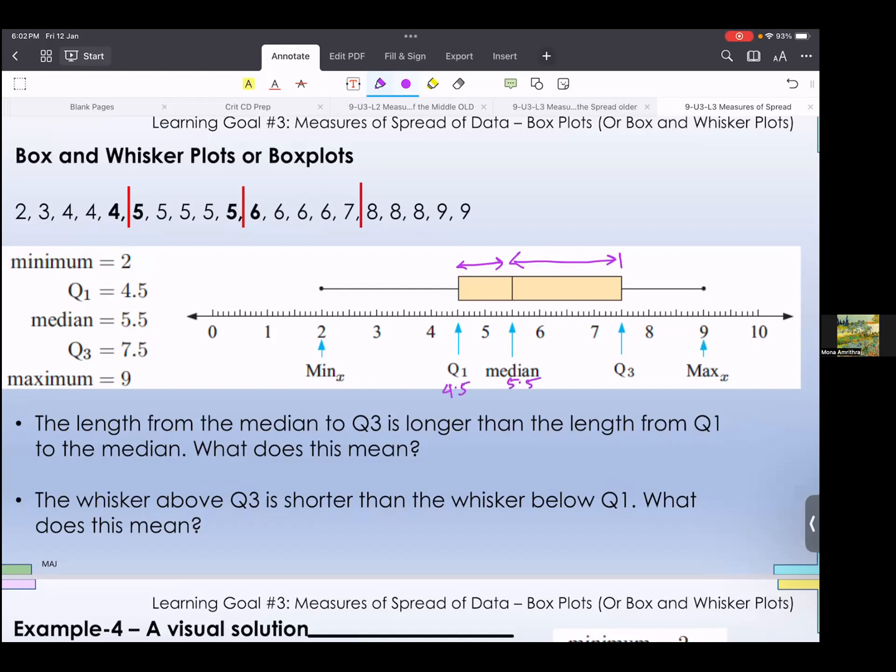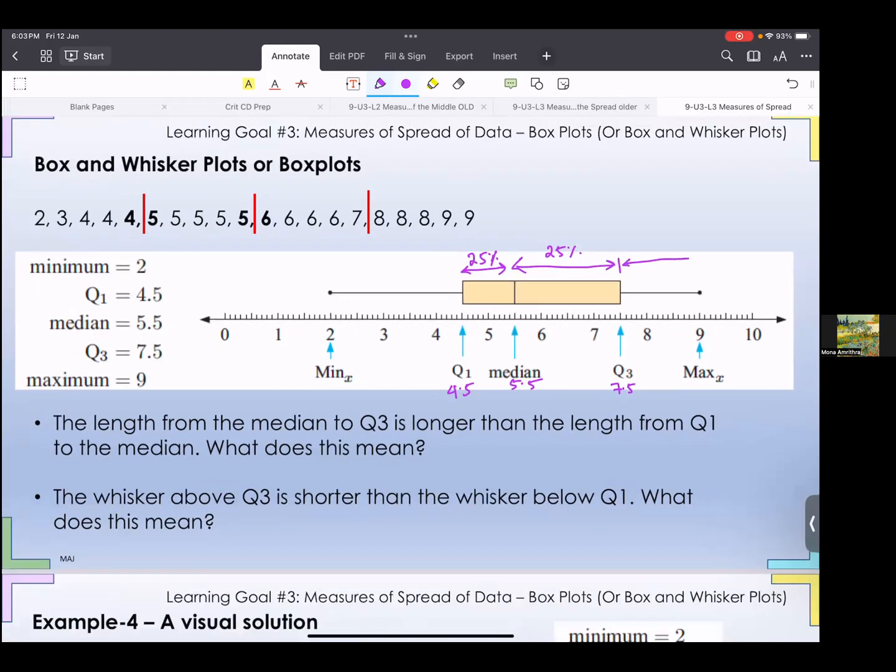25% of the data values are between 4.5 and 5.5, and another 25% of the data are between 5.5 and 7.5. So this is 25% of the data values here, and another 25% of the data values are between 7.5 and 9, and 25% of the data values are between 2 and 4.5.